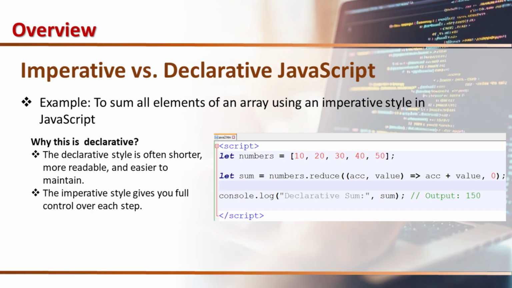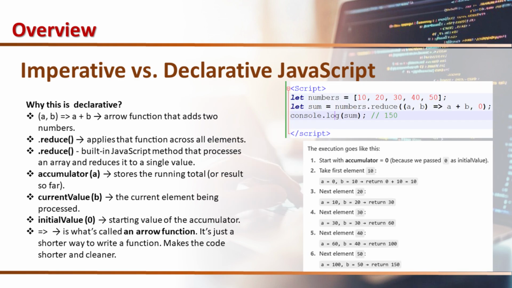Our next example demonstrates what is called declarative JavaScript. Why is this declarative? Because in declarative style, we focus on what we want to achieve rather than how to achieve it. This approach is often shorter, more readable, and easier to maintain. In contrast, the imperative style gives you full control over each individual step, but requires explicitly specifying how the task should be performed. The declarative JavaScript example uses what is called an arrow function, which we can discuss in more detail later. Let me explain how this program works and why it is considered declarative.